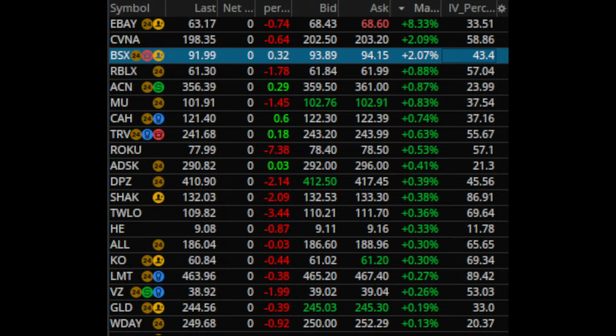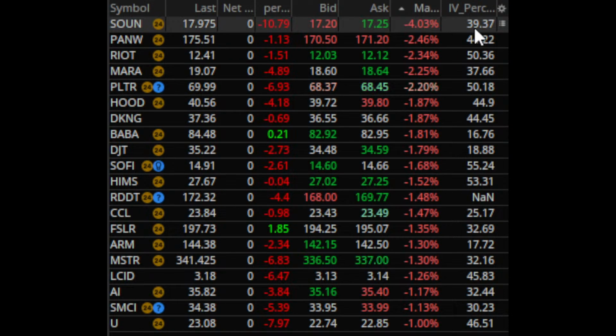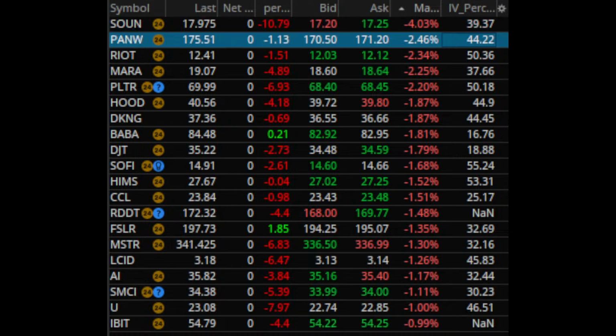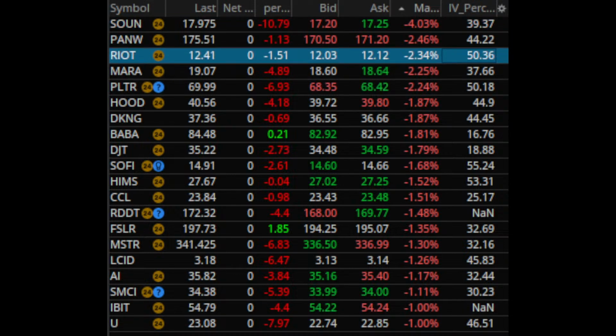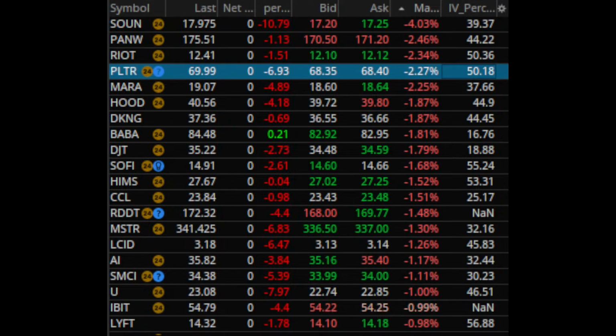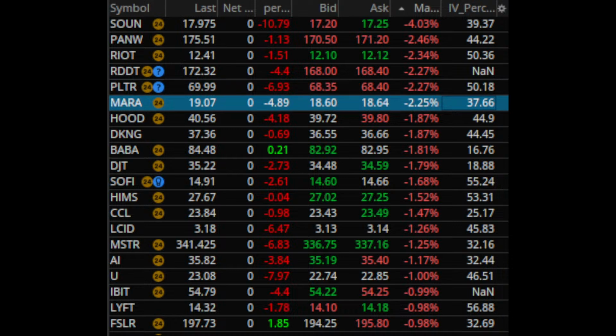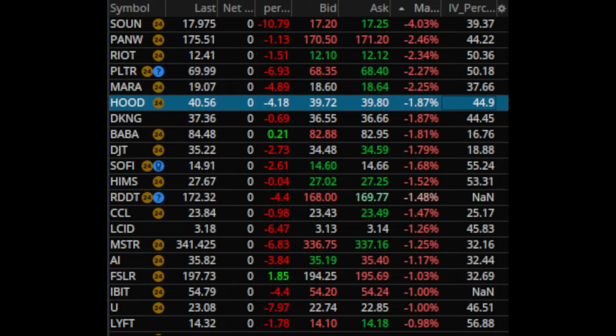You don't even have one percenters. Okay, so we're going to go right to laggards. Let's see who's getting hit hard here. SoundHound down 4.03. Palo Alto down 2.46. Riot down 2.34. Palantir had a huge sell off yesterday. They're down 2.27, down to $68 a share. Mara Mining down 2.25. Hood, these are all like 1.87.